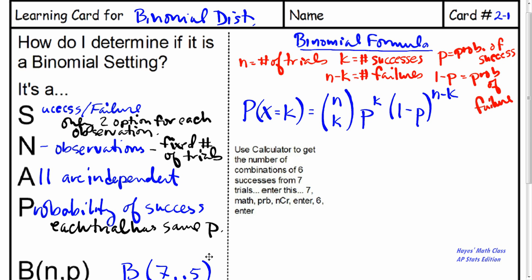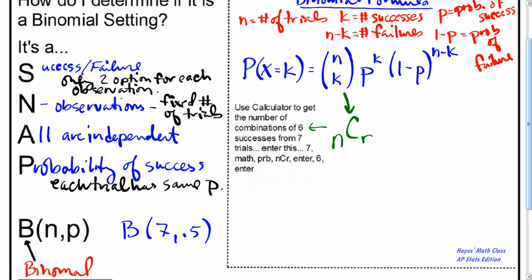All right, this n over k, remember that's the combination. On your calculator, it's going to look like n choose r, or nCr. Use a calculator to find the number of combinations of 7 choose 6. So you enter 7, math, go to probability, nCr, enter 6, and then you press enter.